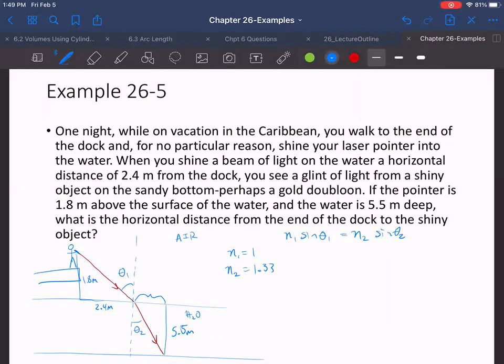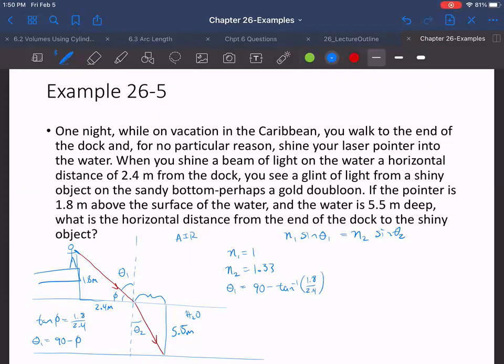And then what we can do is find theta 1. We can find theta 1 by finding this little angle in here. We'll call that phi. How can I find that angle? Tangent, right? Tangent of phi is equal to 1.8 over 2.4. The meters will cancel. And then we can say that theta 1 equals 90 minus phi. So theta 1 is equal to 90 minus the arctan of 1.8 over 2.4.